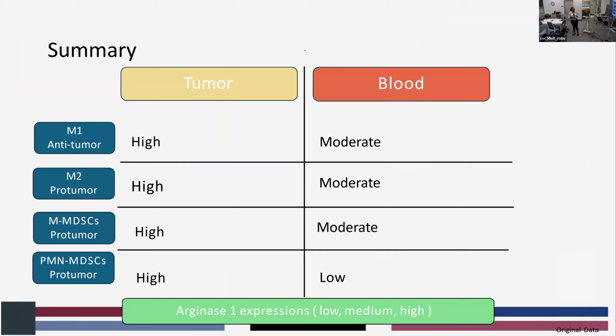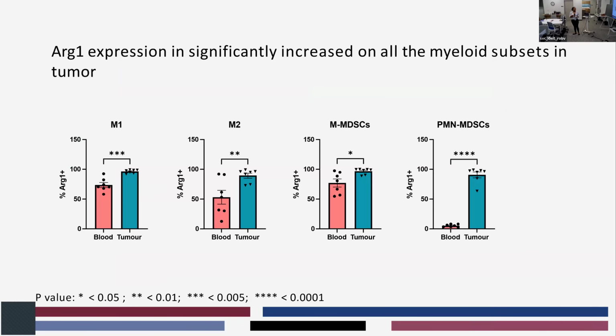And here we have our summary. So we have the M1, M2, MDSCs, PMMDSCs. You can see in tumor, it was more highly expressed for all 4 of those. And in blood, we saw moderate expression within the first 3, but within the PMMDSCs, it was relatively low in comparison to the other ones. And for arginase 1, this is our data just roughly. You can kind of see what I stated before.